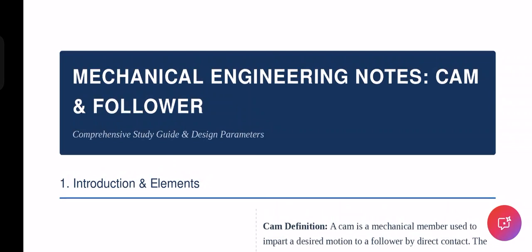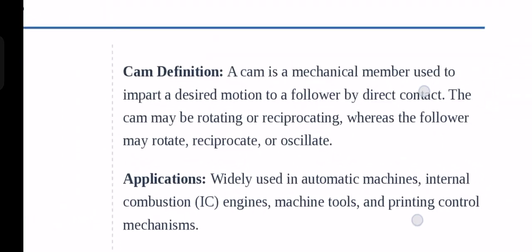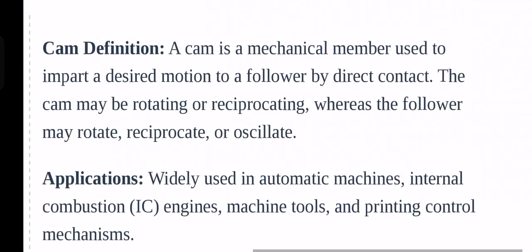Cam and follower: introductions and elements. A cam is a mechanical member used to impart a desired motion to a follower by direct contact. The cam may be rotating or reciprocating, whereas the follower may rotate, reciprocate, or oscillate.